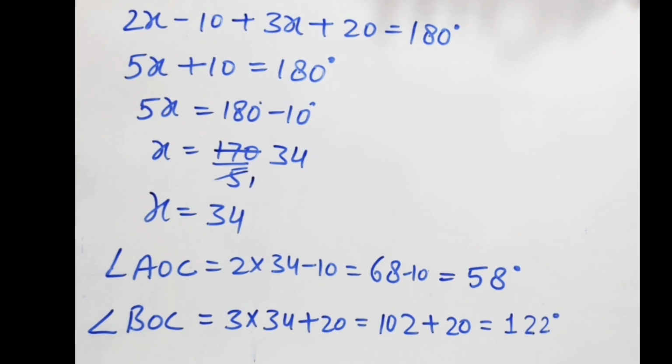In the same way we will find the measure of angle BOC, it was 3x plus 20, so we'll write 3 into 34 plus 20. So 3 into 34 will be 102 plus 20, it will be 122 degree.